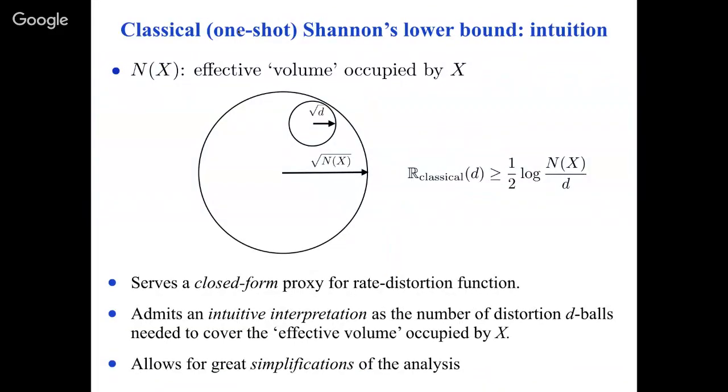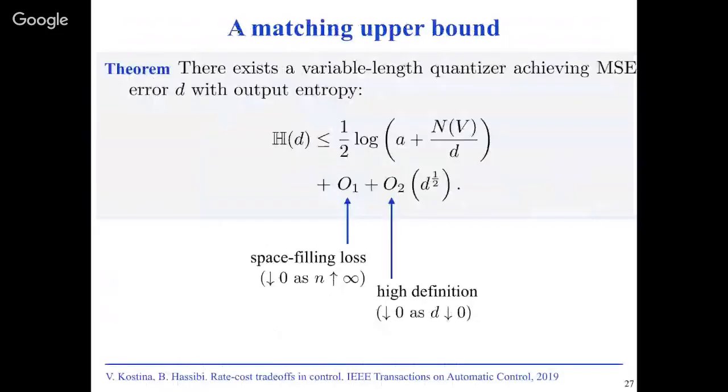Just like this result, which says that the classical Shannon lower bound is tight, what we show is that this causal Shannon lower bound is also tight in some sense. And this is a matching upper bound to the lower bound that I showed in the previous slide, which says that there is a quantizer whose output entropy is bounded above by this formula that you see. The first term here is this causal Shannon lower bound. And then there are two more terms. The second one is the high definition term, which vanishes as the target distortion vanishes. And the last term is the space filling loss. This is a constant, even for a scalar system, even when xi is scalar. And it also vanishes if we take the dimension of the system to infinity.